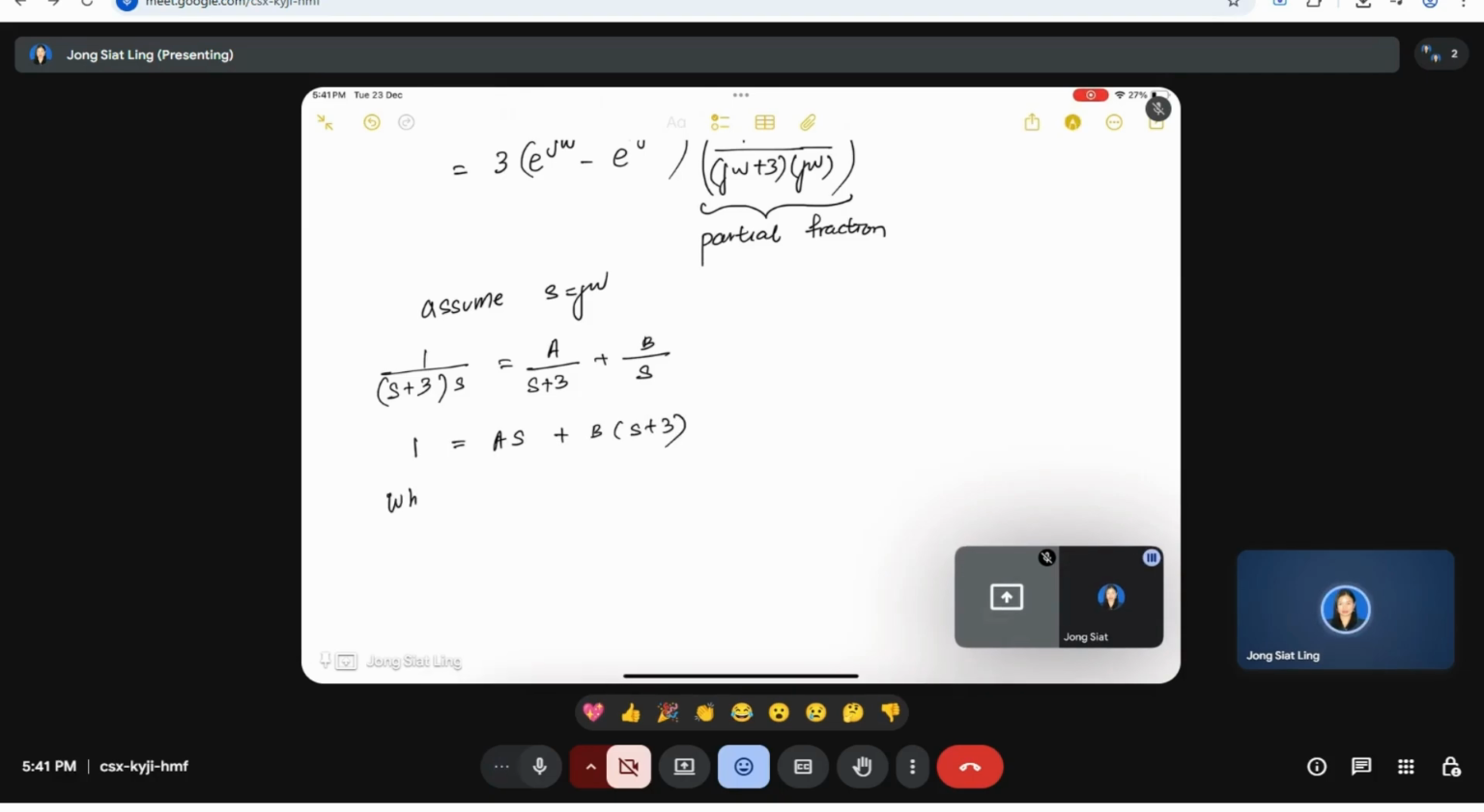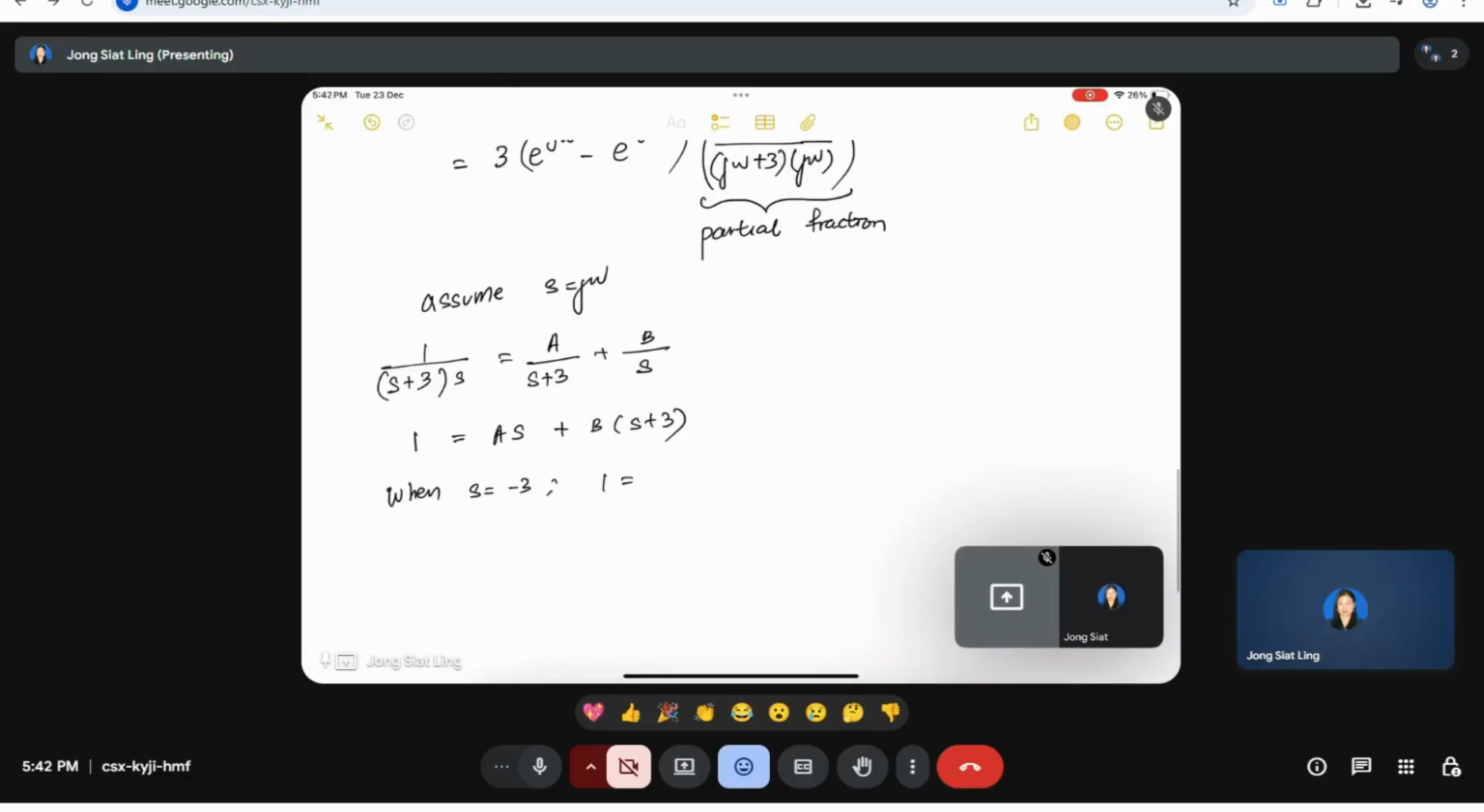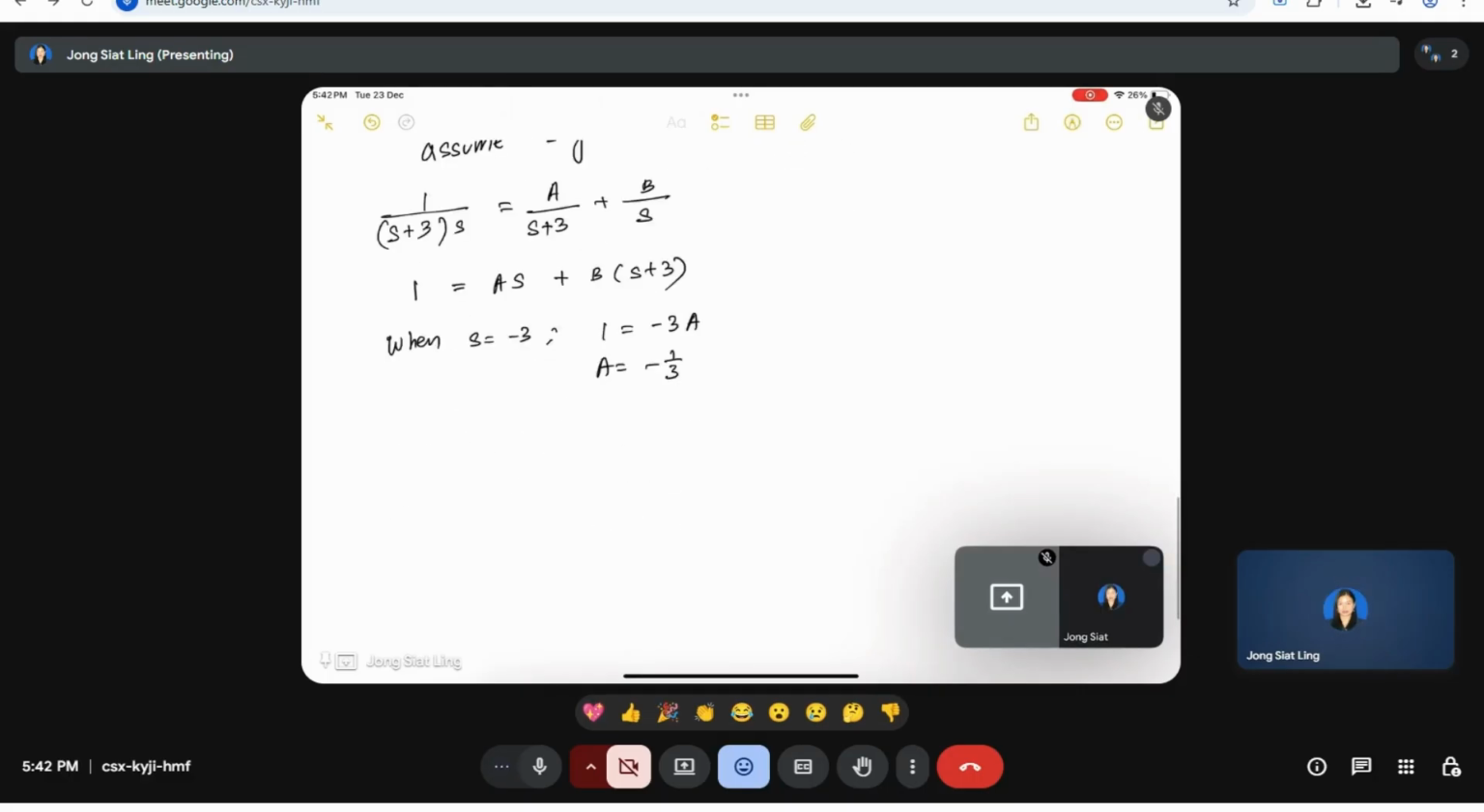When s equals negative 3, we can substitute in the value: 1 equals negative 3A, so A is equal to negative 1 over 3. Then when s equals 0, 1 equals 3B, so B is 1 over 3. So we substitute the A and B.